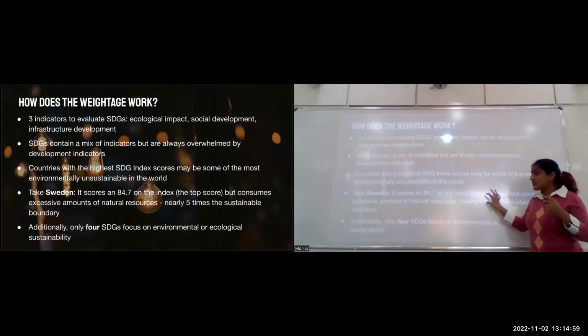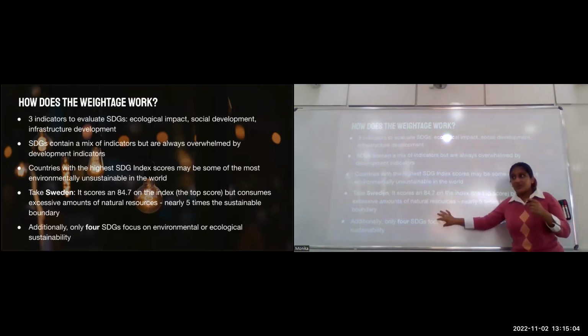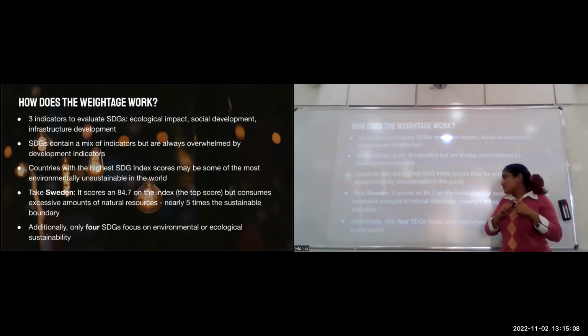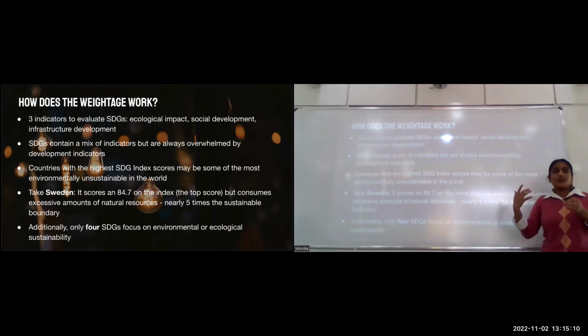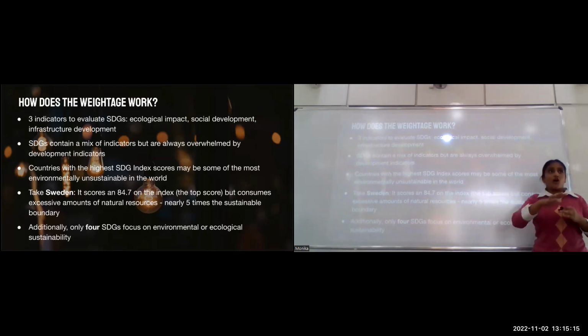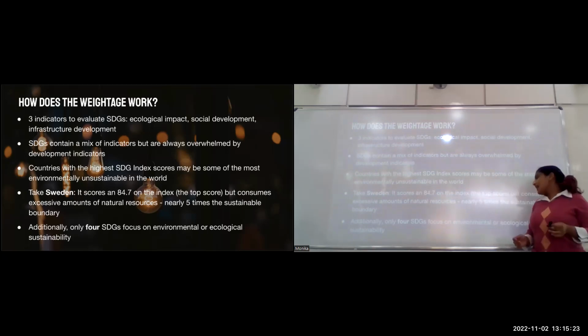And the sustainable level is 7. And Sweden's level is 32, which is almost 5 times the sustainable amount, which is absolutely ridiculous. And if the world were to be consuming as much as Sweden was consuming, it would be like using all of the resources that we're currently using, all of the environmental problems that we have right now, but times 3. So we'd be doomed. Additionally, only 4 of the SDGs focus on ecological sustainability, which is not sustainable.